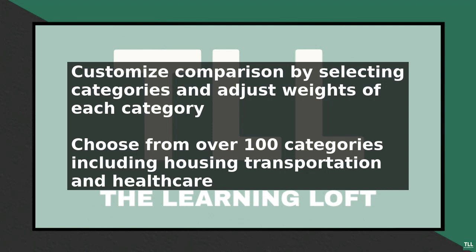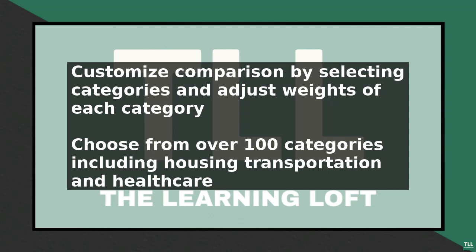Next, you can adjust the weights of each category to reflect your personal priorities. For example, if you have children, you may want to give more weight to education and family-friendly activities. If you are retired, you may want to give more weight to healthcare and climate.